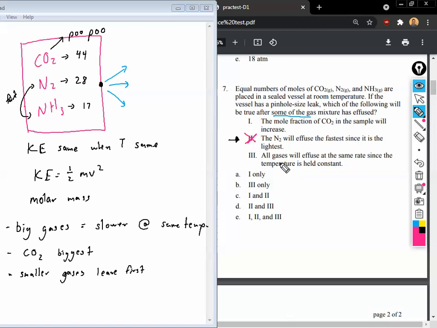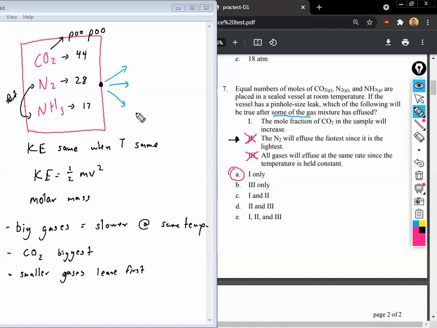Okay, what about number three? Will they all effuse at the same rate? No, right? The big one goes slower. So that's not true. Now, before we say we got number one, that it is the right answer, let's just think about this logically. Why is it the right answer?